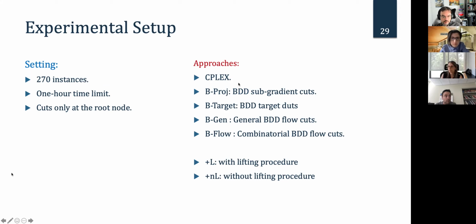We compare Cplex using full power of Cplex, and then all the cuts that I mentioned. So here B proj is the subgradient cuts with this additional step of the projection to make it more stable. We have the target cuts, the general flow cuts, and these combinatorial cuts again. I will be reminding you what each of these was when we see the results. And I use this plus L to say that it uses our lifting procedure to improve the cuts that we get, and plus NL, so no lifting.